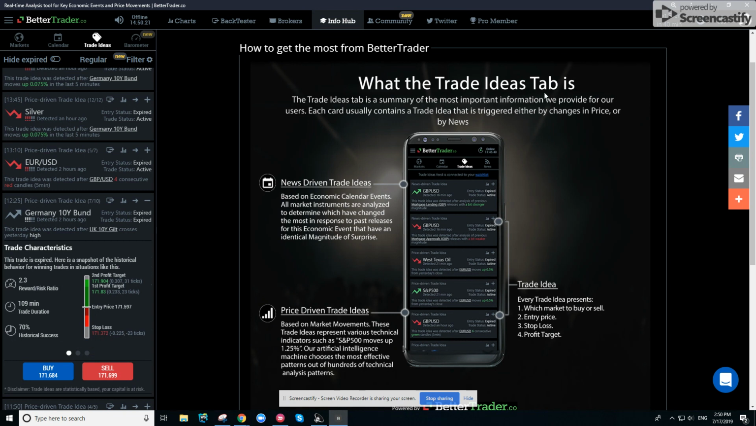So very simply, here are your trade ideas, which we have on Info Hub. You can read about it to get it more clear in your mind.